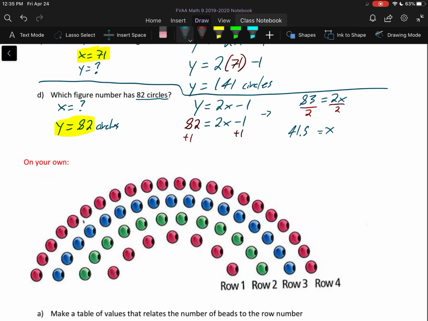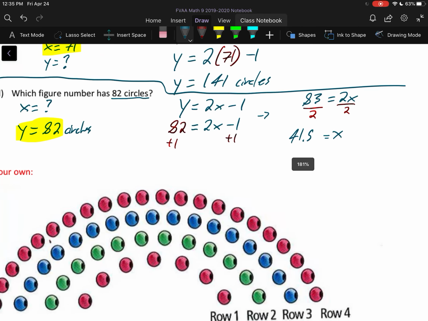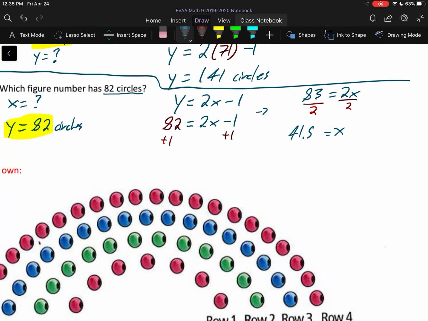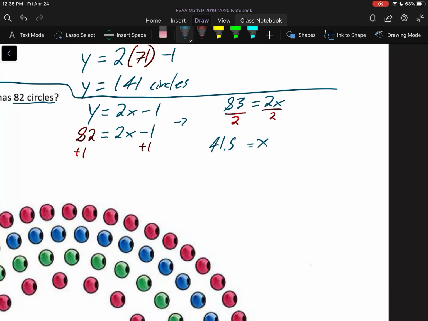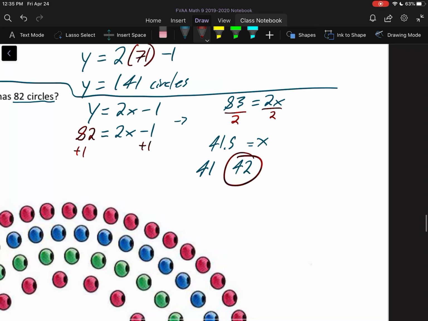All right, actually in this situation you can answer the question: which would be the first figure to have 82 circles? If you have 82 circles at 41.5, which figure would be the first one to have 82 circles? The 41st figure or the 42nd figure? The 42nd figure would be the first one to have at least 82 circles. It would have 83 circles.